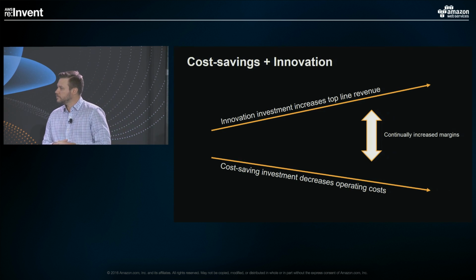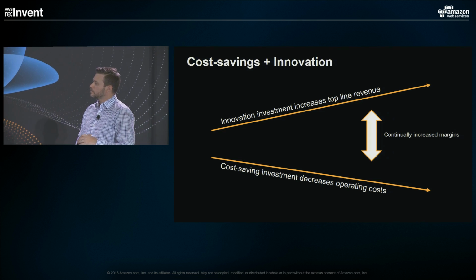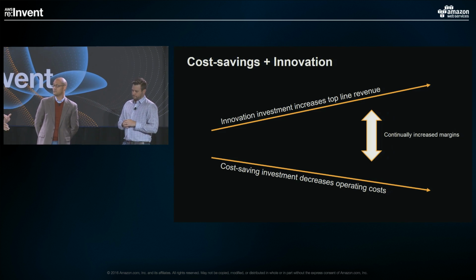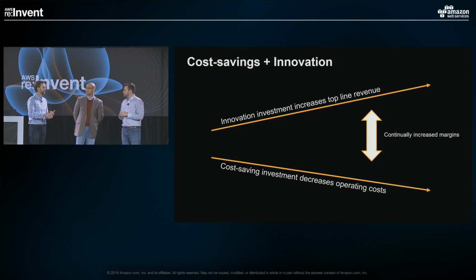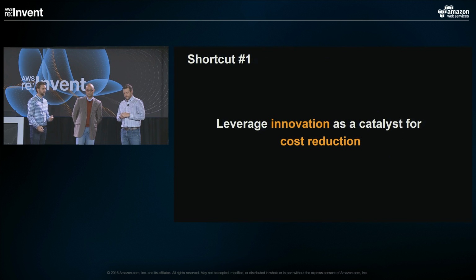So you're going to have these patterns where the known pattern is driving costs down, right? A lot of companies are moving to AWS to drive costs down. But the secret is to also innovate and drive top-line revenue also. And when you combine those, you come up with shortcut number 1, which is leverage innovation as a catalyst for cost reduction.